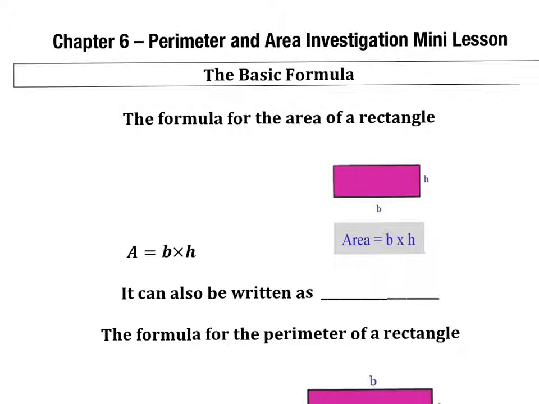So it's literally how many 1 by 1 squares fit inside your shape. If you think about tiles on the floor, that would be a great picture of area, or how many square feet of paint you would need to cover something. The area of a rectangle can be written as base times height. It can also be written as length times width.